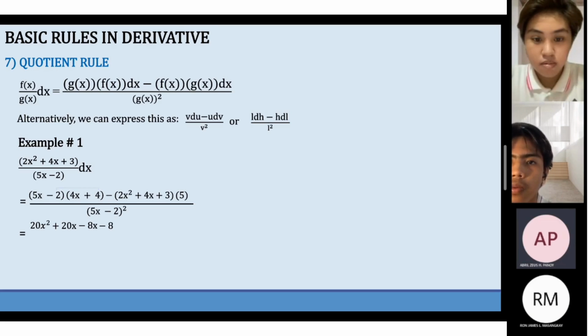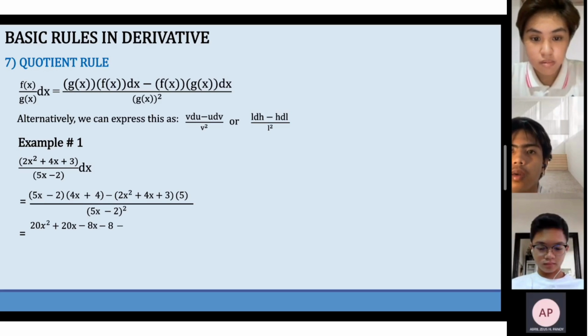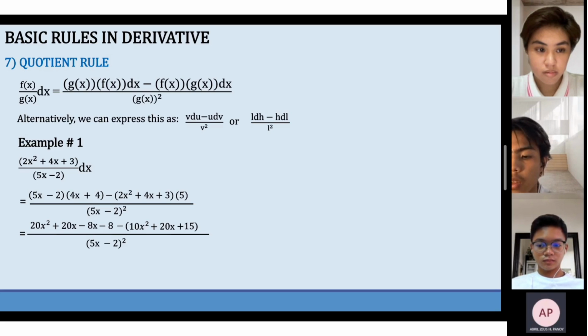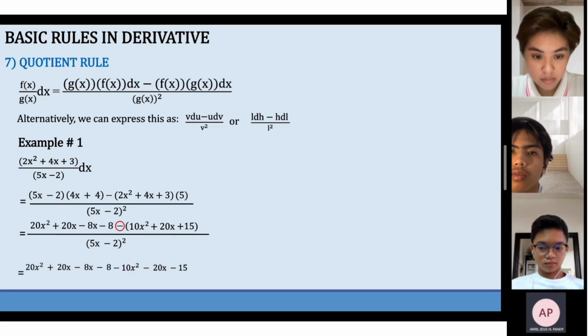Minus, so we are going to distribute 5. 5 times 2x squared is 10x squared. 5 times 4x is 20x. And 5 times 3 is 15. All over the quantity 5x minus 2 squared. Before combining like terms, we need to distribute the negative sign. So negative 10x squared minus 20x minus 15 all over the quantity 5x minus 2 squared.